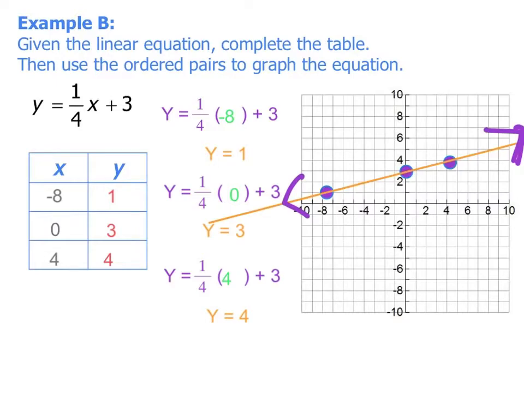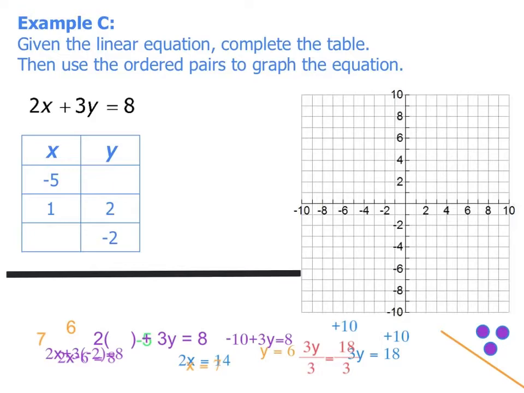Let's take a look at the next one. Now, example C makes things a little harder. It says, given the linear equation, complete the table, and use the ordered pairs to graph the equation. Unfortunately, this time it doesn't have just y by itself and everything else to the other side of the equation. So we're going to have to figure out a different way to go about figuring out the different points. Also this time, we don't get to pick our own points.